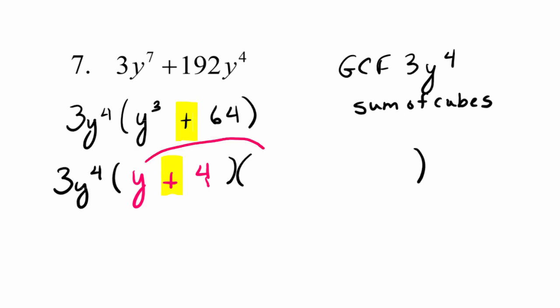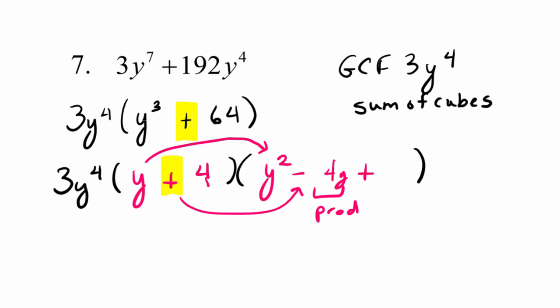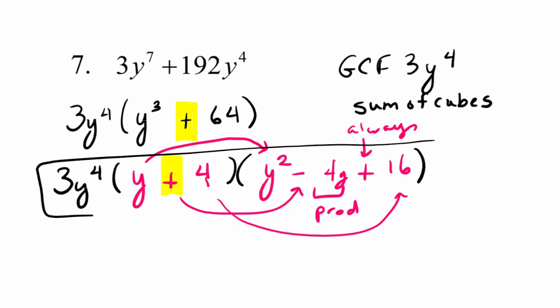Then you build the trinomial. So again, you're going to square here. So that's y squared. Opposite sign. So that's a negative. Product. So that's 4y. This one's always plus. Always. I'm going to put always. And then square. And that's 16. Does anything factor further? No? Okay, that's our answer.